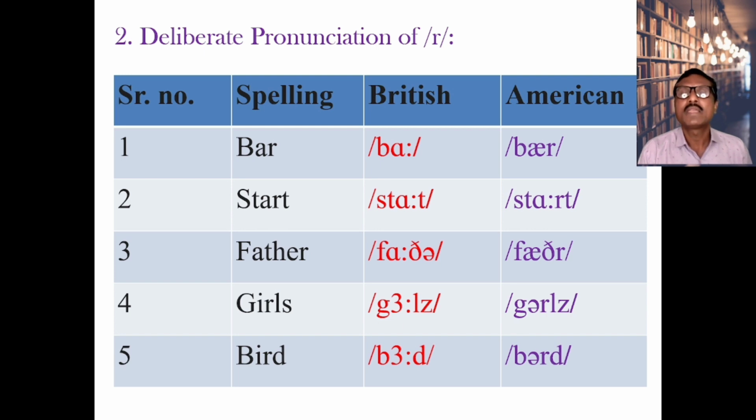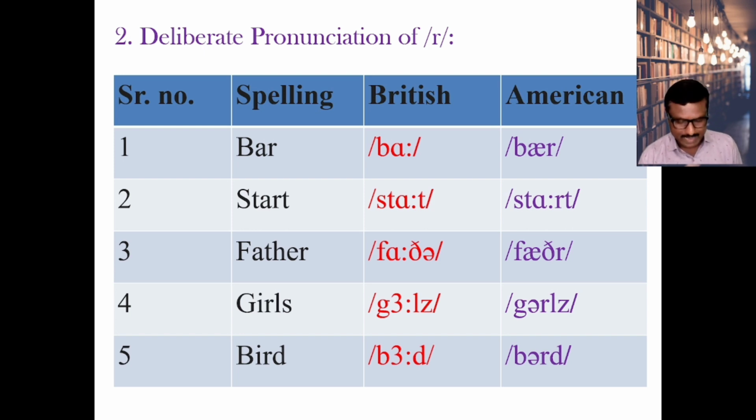Now come to this, in which the r sound is deliberately produced and produced in a different way by Americans. The word bar, which is British in itself, becomes bear. The word start becomes start. The word father becomes father. The girl becomes girls. Bird becomes bird. So this is the basic difference. Try to understand it with the help of a few examples.